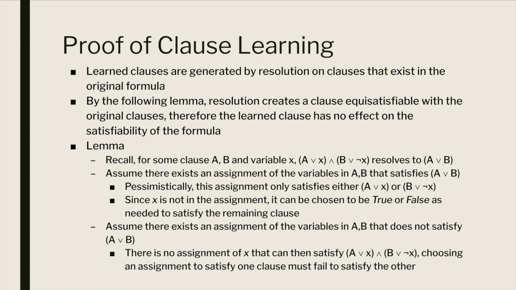Since x is not included in this assignment, it can be chosen to be true or false as needed to satisfy the clause that has not yet been satisfied. If you were to instead assume that there exists an assignment of variables in A and B that does not satisfy the clause A or B, then there is no assignment of x that can satisfy A or x and B or not x, as choosing an assignment to satisfy one clause must fail to satisfy the other. Thus we've shown the clauses learned through resolution do not affect the satisfiability of the overall Boolean formula.